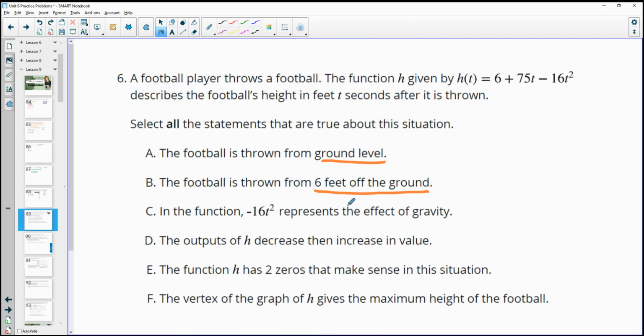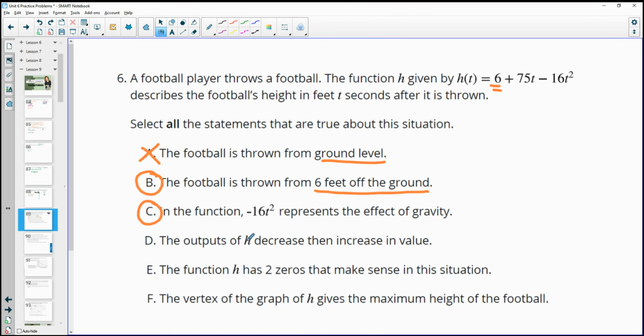So remember that this happens at 0 seconds. So if we plug in 0 into here, these both go away because multiplying by 0 is 0. So that's why this 6 is your initial height. Your initial height is the constant in the function. So that means that B is correct. In the function, negative 16t squared represents the effect of gravity. We know that to be true. That t squared variable is from gravity.